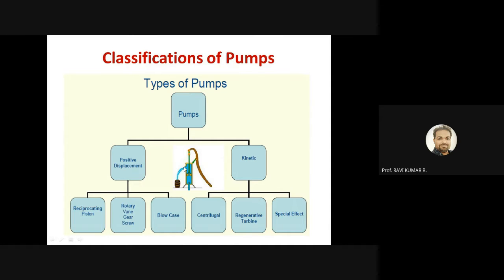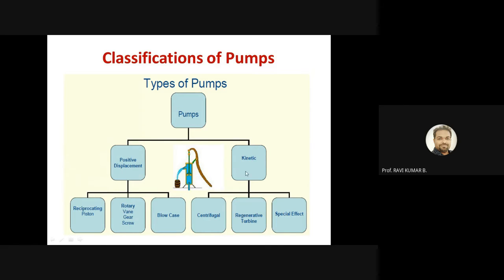If we look at the broad classification of pumps, the main categories are kinetic type pumps and positive displacement pumps. Whenever we talk about displacement, it requires some reciprocating kind of motion. If that is not there, then it becomes rotary. All the piston cylinder kind of arrangement pumps come under this category.